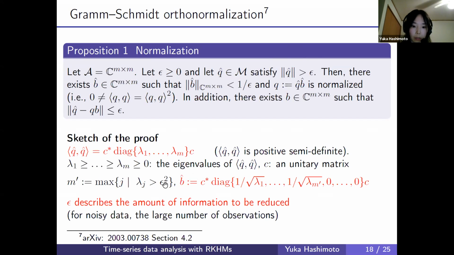And actually, epsilon is arbitrary. And it describes the amount of information to be reduced by normalization. And for example, for noisy data or the case of a large number of observations, we set epsilon as a larger value. And then we can keep only principal information of this noisy data or large number of observations.